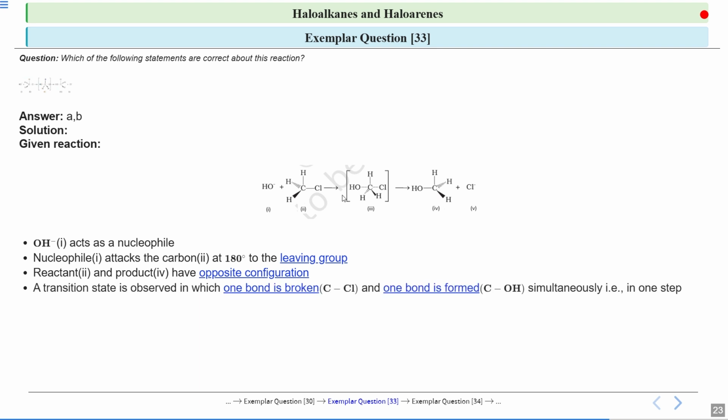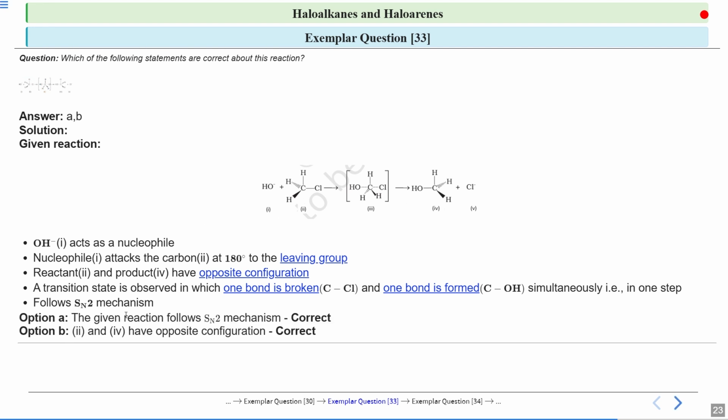A transition state is observed in which one bond is broken between carbon and chlorine and one bond is formed between carbon and hydroxyl group simultaneously. That is in one single step. That's why we are calling it a transition state, unstable. Also, this reaction is following the SN2 mechanism, substitution nucleophilic bimolecular mechanism, and only happening in a single step.